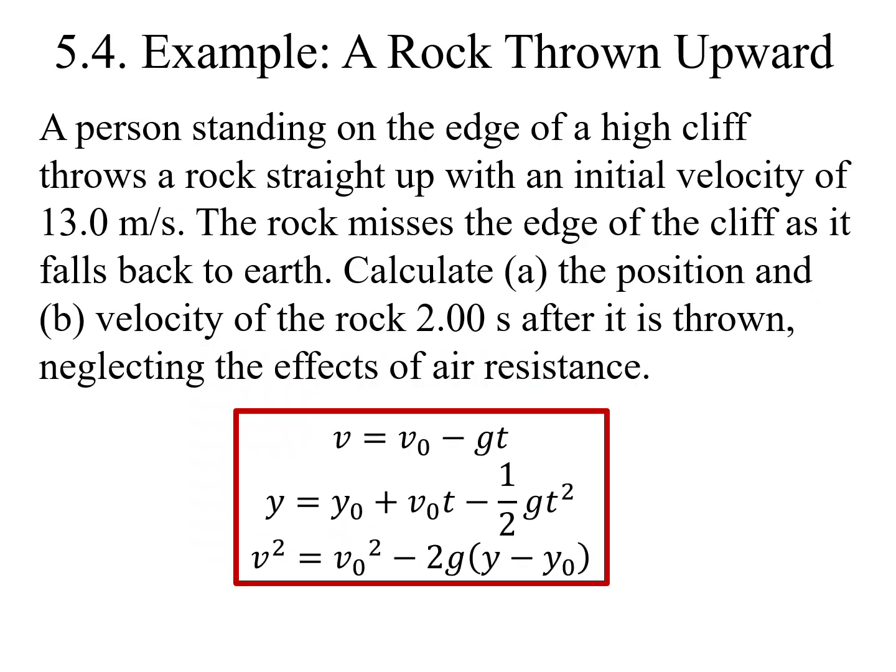Now let's look at an example. A person standing on the edge of a high cliff throws a rock straight up with an initial velocity of 13 meters per second. The rock misses the edge of the cliff as it falls back to Earth. Calculate the position and velocity of the rock at 2 seconds after it is thrown, neglecting the effect of air resistance.